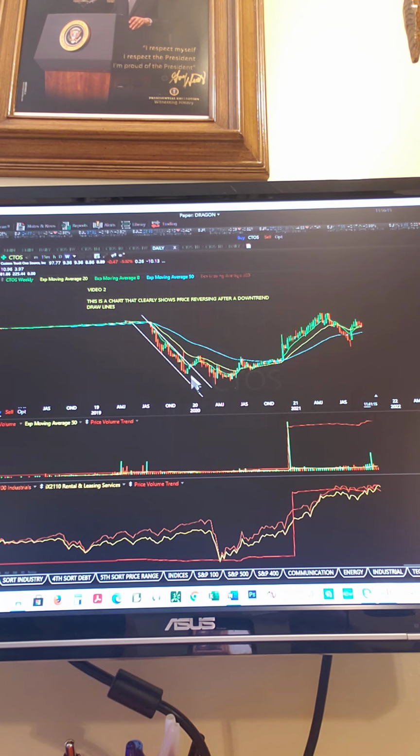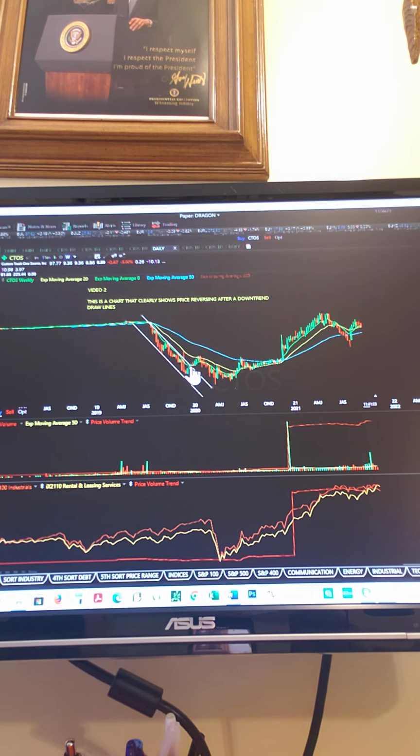Now you can see right here, it broke the trend line. And you have to be careful when the chart breaks the trend line. But this one did. It broke the trend line. It went up for a couple of days and came back down. It challenged this low right here. That's what it did. It challenged that low. Okay? And it took off to go up. But that's what we're looking for when we're looking for a stock that is reversing. That is going from a downtrend to an uptrend.